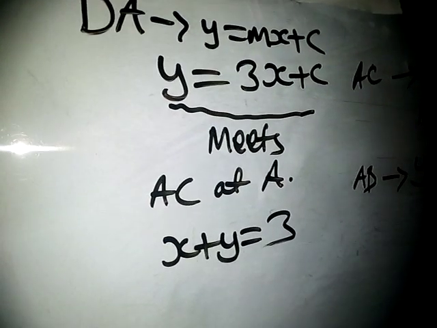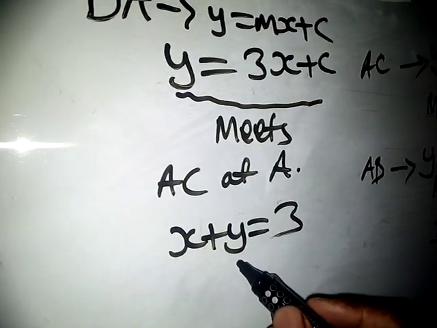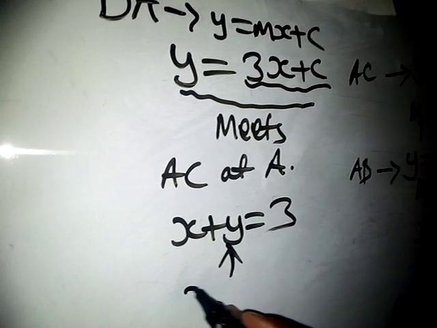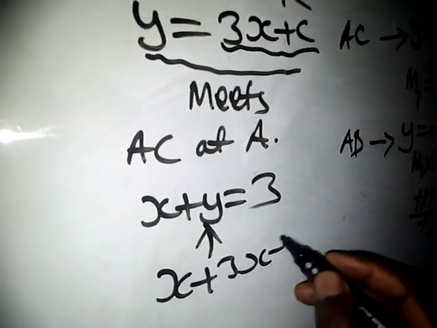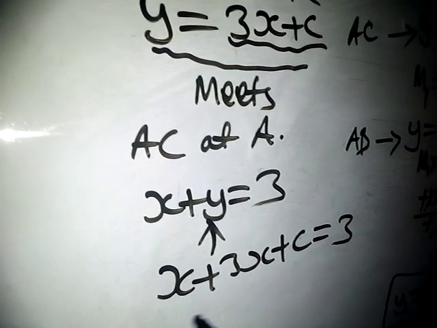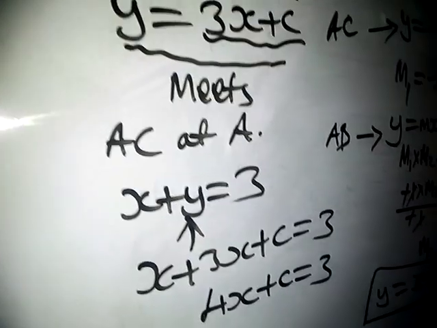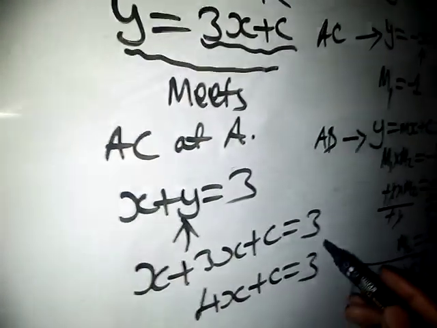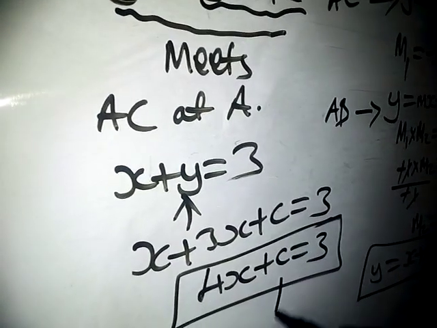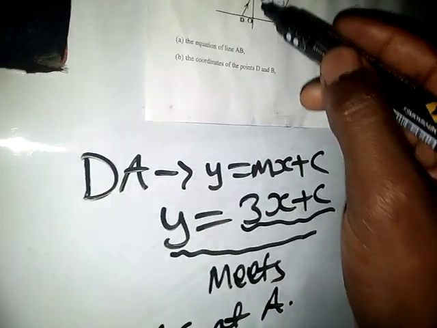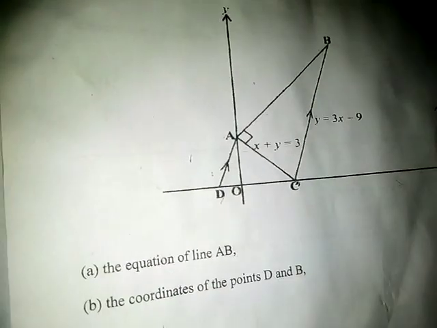So what we're going to do here is this. Where we have the y, we replace it and put 3x plus c. So x plus 3x plus c equals 3. Then we have 4x plus c equals 3. Remember, we want to find c, which is the y-intercept at A. The point A is actually along the y-axis.